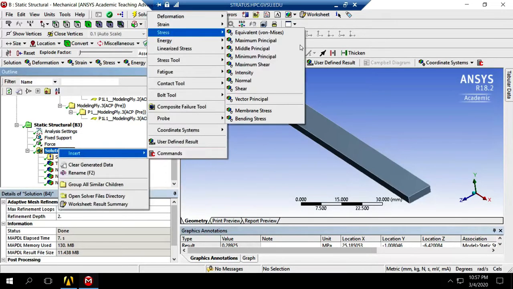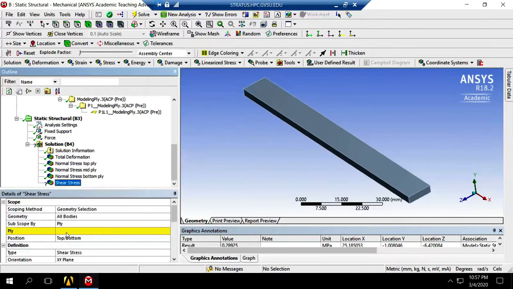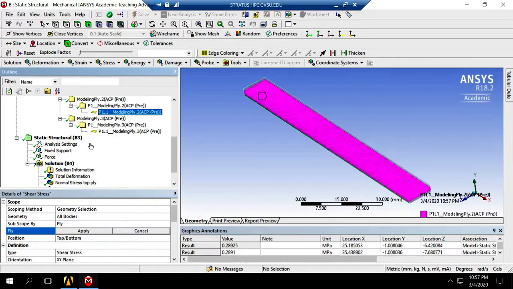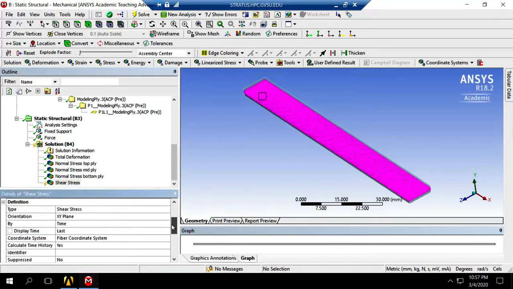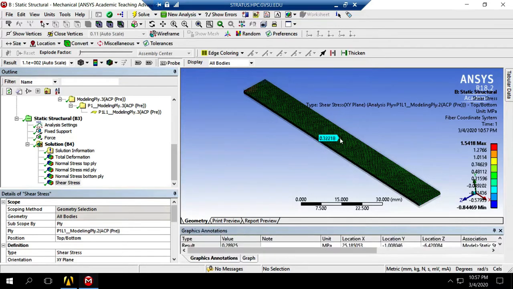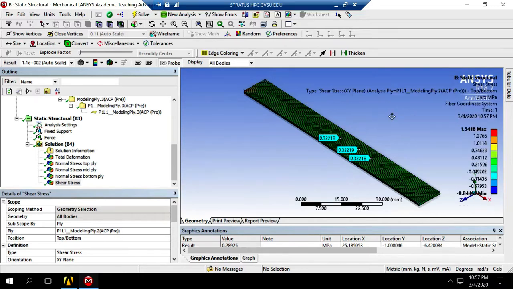So you come here if you want to see tau LT, and then come here, and I'm going to select the midsection. Okay, the midsection. Go down. Yeah, fiber coordinate system. So let's see how much is my tau LT. Again, here. It's 0.3. It's not significant. Tau LT is not significant, and it's quite uniform.